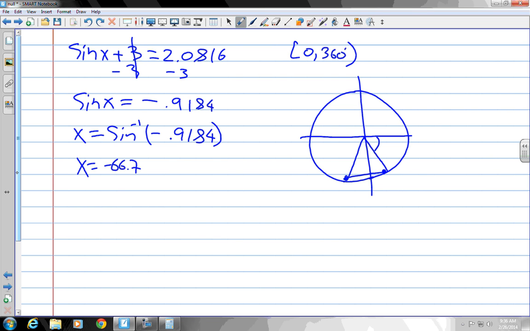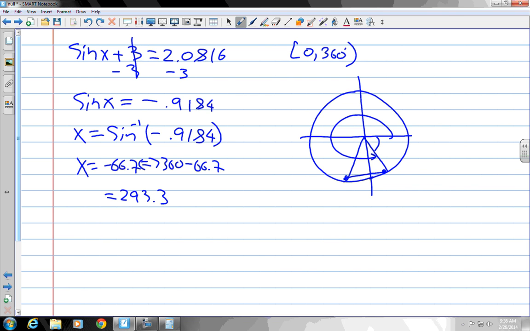Well, but it says find all solutions from 0 to 360. Negative 66.7 is not from 0 to 360. So I actually have to think of this point like that, right? So I have to subtract that number from 360, which is equivalent to 360 minus 66.7. So actually that value would be 293.3.